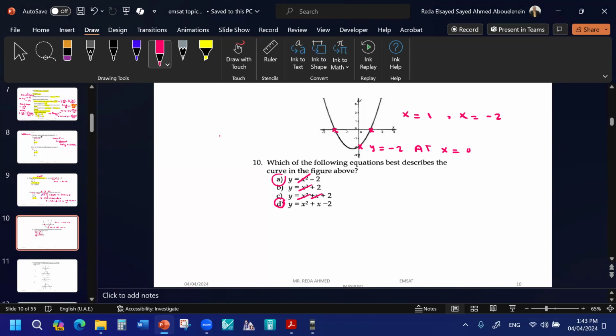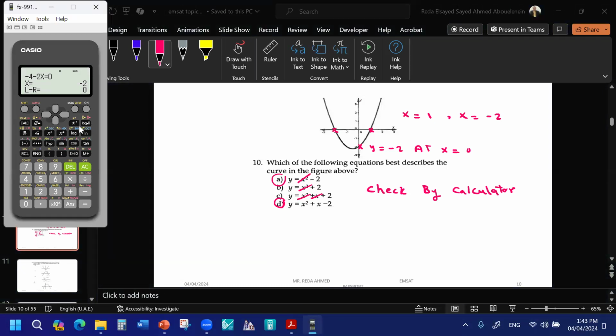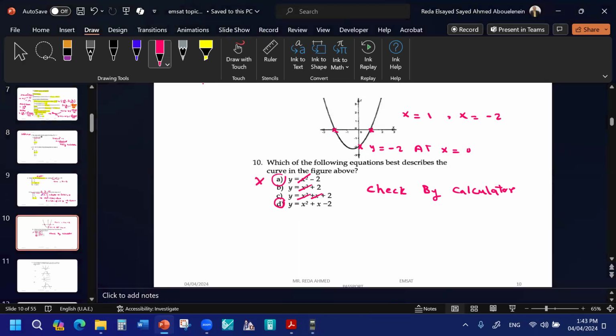You can check by calculator. Let's check together. Mode 5, 3. Number 1 equal, 0 equal, -2 equal. So there is √2 and -√2. So the first one is wrong.